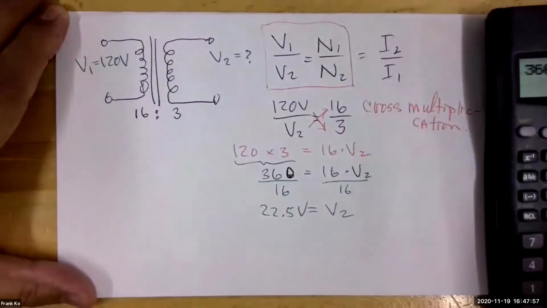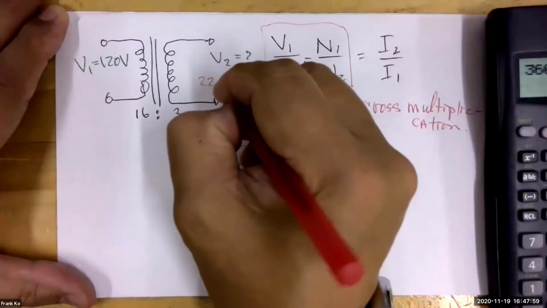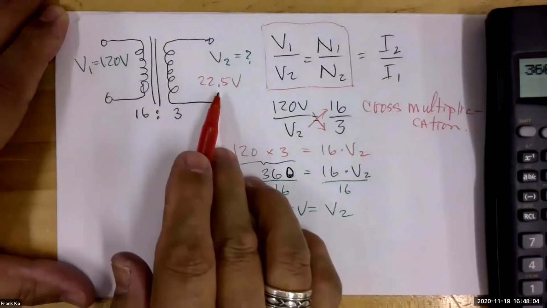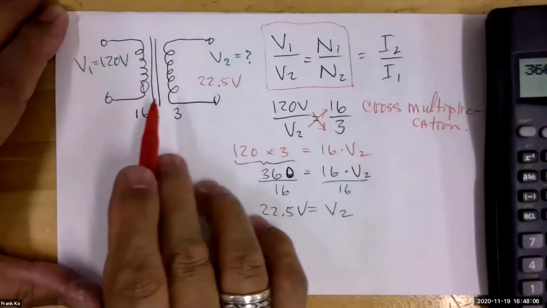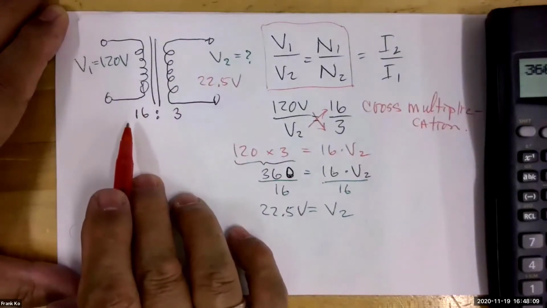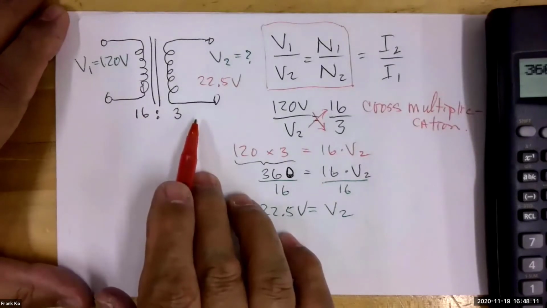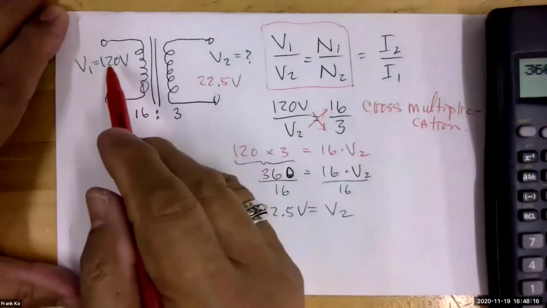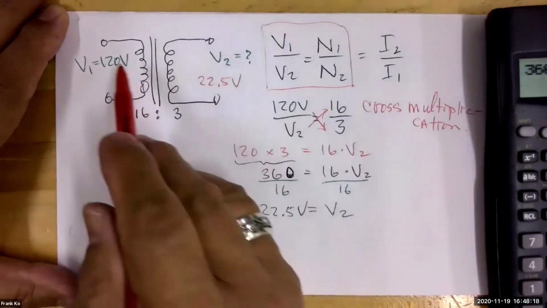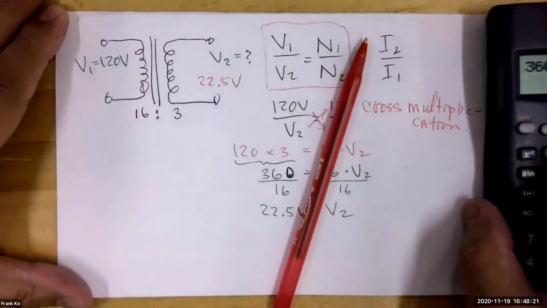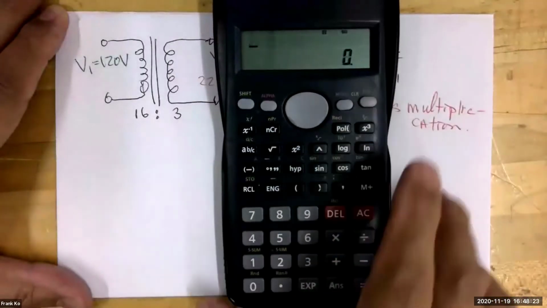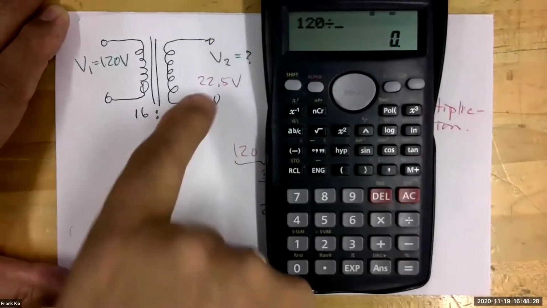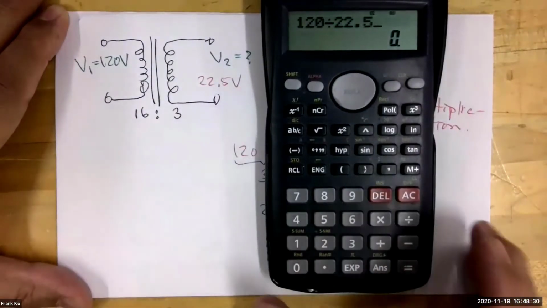Well, guess what? We just calculated 22.5 volts. So we have big volts here, small volts here. Does that match this, the higher number of turns here to the lower number of turns? You betcha. Could we check this? Let's go ahead and take V1 over V2. Let's take 120 and divide by 22.5. Let's go ahead and do that ratio right now, 120 divided by our newly found 22.5.